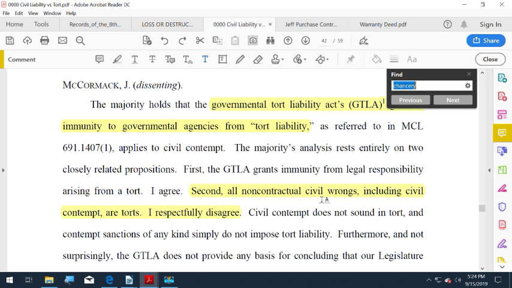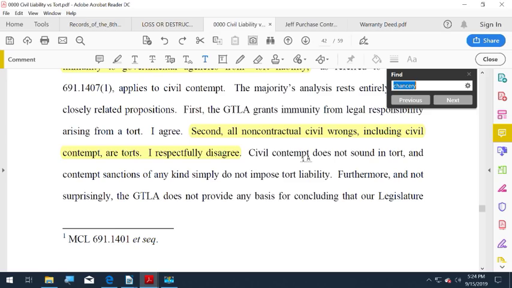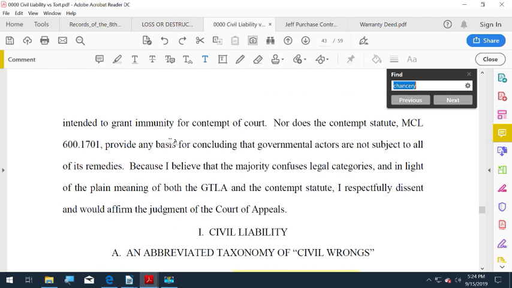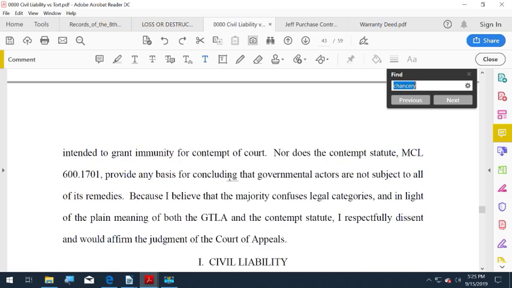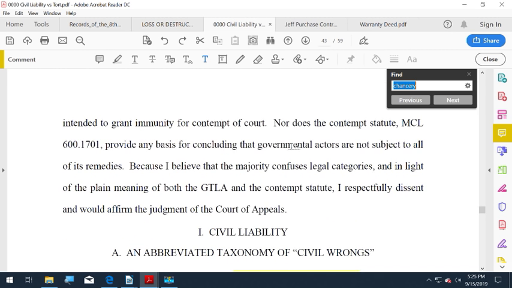But she disagreed, or he. Civil contempt does not sound in tort, and contempt sanctions of any kind simply do not impose tort liability. Furthermore, and not surprisingly, the GTLA does not provide any basis for concluding that our legislature intended to grant immunity for contempt of court. So apparently somebody claimed contempt of court, and then the defendant claimed immunity for being the government. And it went to the Supreme Court, and the majority said, yeah, they're immune, but this person is saying, no, you're not. So there's things to be learned from what this dissenter had to say.